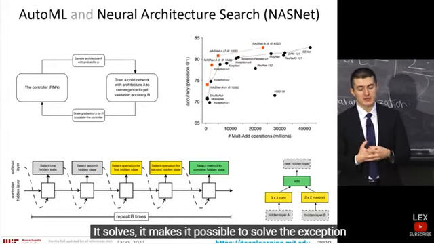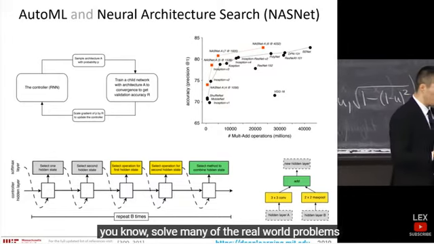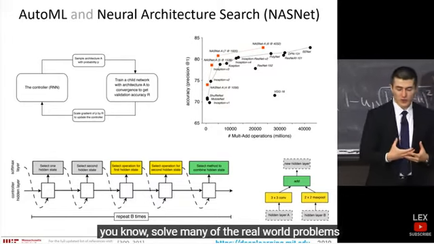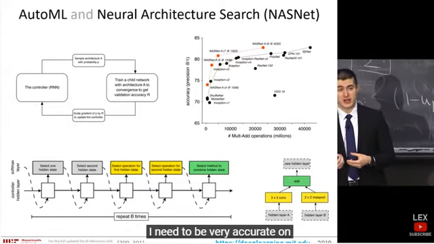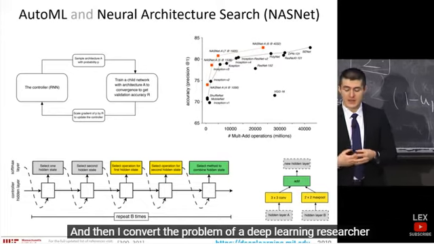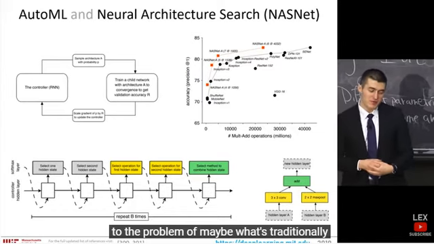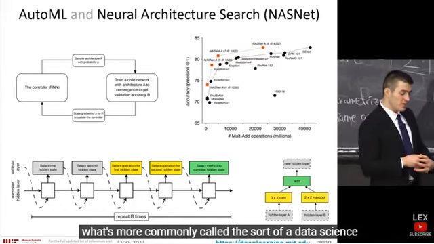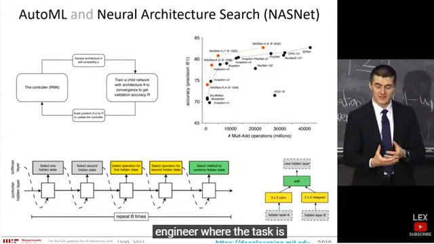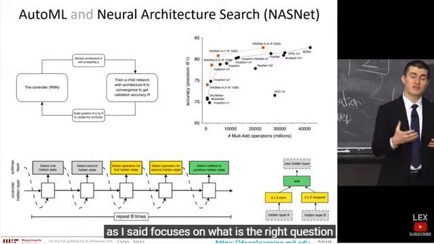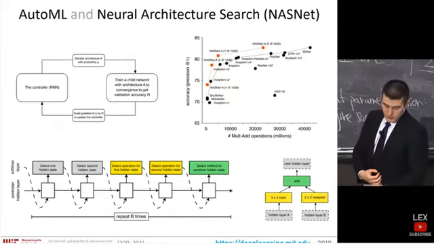It makes it possible to solve many of the real world problems that essentially boil down to, I have a few classes I need to be very accurate on. Here's my data set. And then that converts the problem of a deep learning researcher to the problem of maybe what's more commonly called a data science engineer, where the task focuses on what is the right question and what is the right data to solve that question.